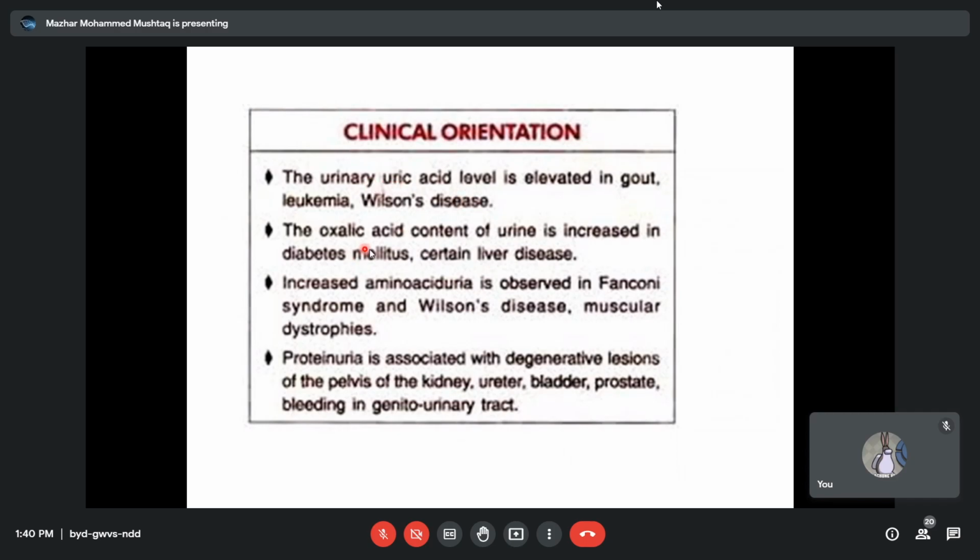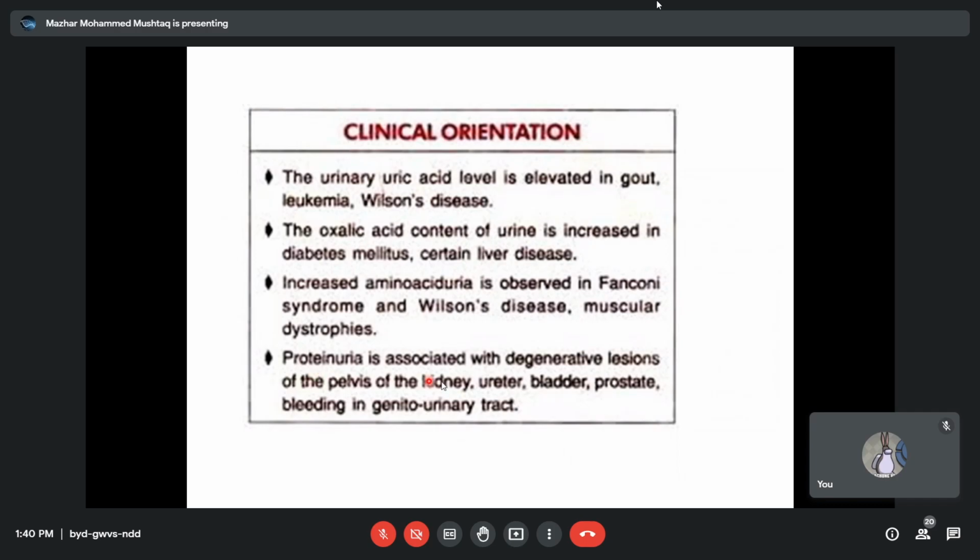The oxalic acid, normally it is not seen, but if it is detected, you can say it is diabetes mellitus or liver disease. If there is increased amino acid urea, that is, amino acids are there in a large quantity in the urine, we call this Fanconi syndrome or Wilson disease. Or there is some muscle problem, a breakdown of the muscle tissue, so we call this Fanconi syndrome or Wilson disease.